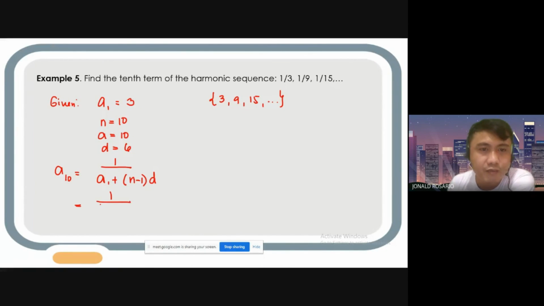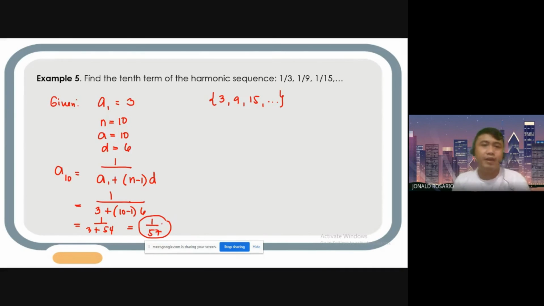So my a sub 1 is 3. Ang n ko ay 10 minus 1. Ang aking common difference ay 6. So 1 over 3 plus 10 minus 1 is 9 times 6 is 54. We have 1 over 57. So that is my a sub 10, 1 over 57. So madali lang pagkakabisado nyo ang arithmetic sequence.